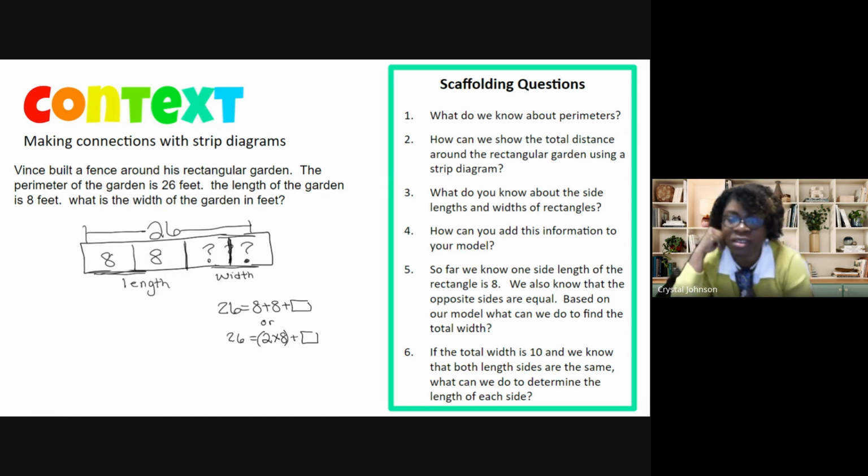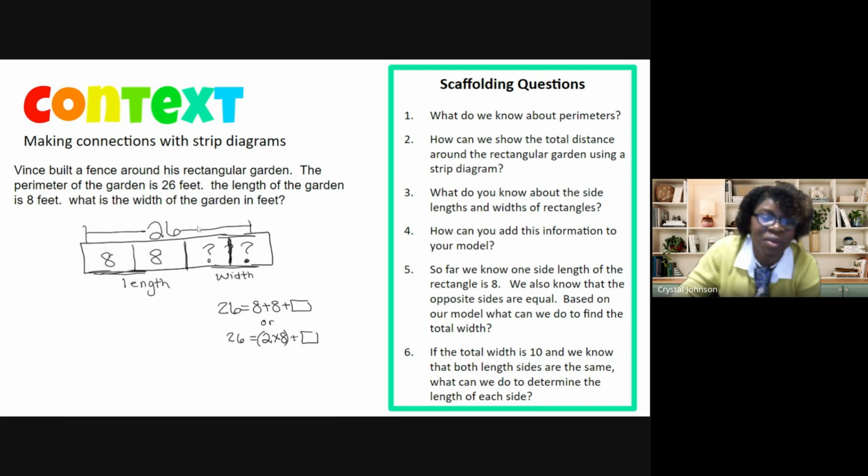So far, we know one side of the length is 8. So we also know the opposite sides are equal. So based on our model, what can we do to find the total width? Because we want to know that width, right? Well, we're going to add these two, and then we can subtract them, and whatever is left will be the width. So our formula is 26 equals 8 plus 8 plus the width, or 26 equals 2 times 8 plus the width, which will also help us find that width.